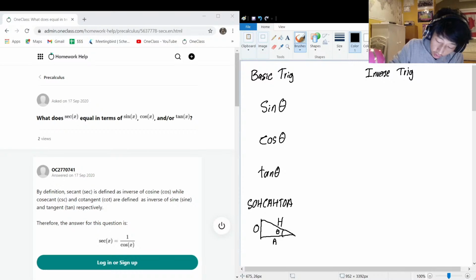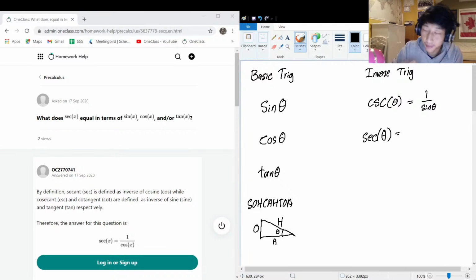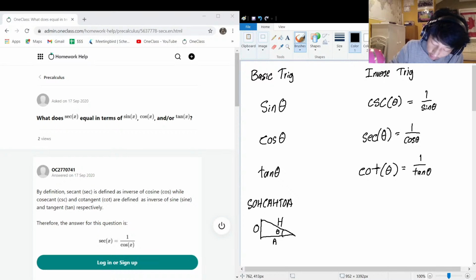So here we have cosecant, CSC of theta. That corresponds to 1 over sine theta. Cos would be secant, which is written as sec. You can put brackets there or not brackets, it's up to you, as long as you are well aware of if there's brackets or not. And this is equal to 1 over cos theta. And here we have cotangent, C-O-T, cotangent. And that corresponds to 1 over tan theta.